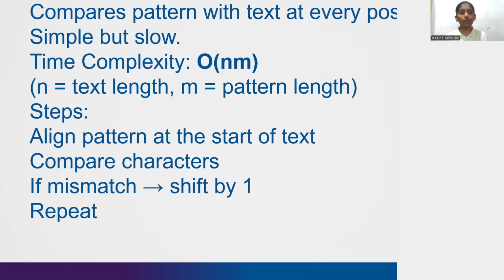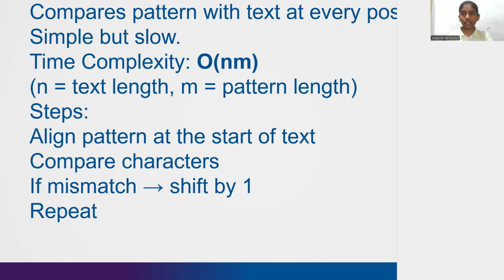And next we have the naive approach: simple but slow time complexity. There are two parameters: n is equal to the text length, and m is equal to the pattern length. So let us see what they are.